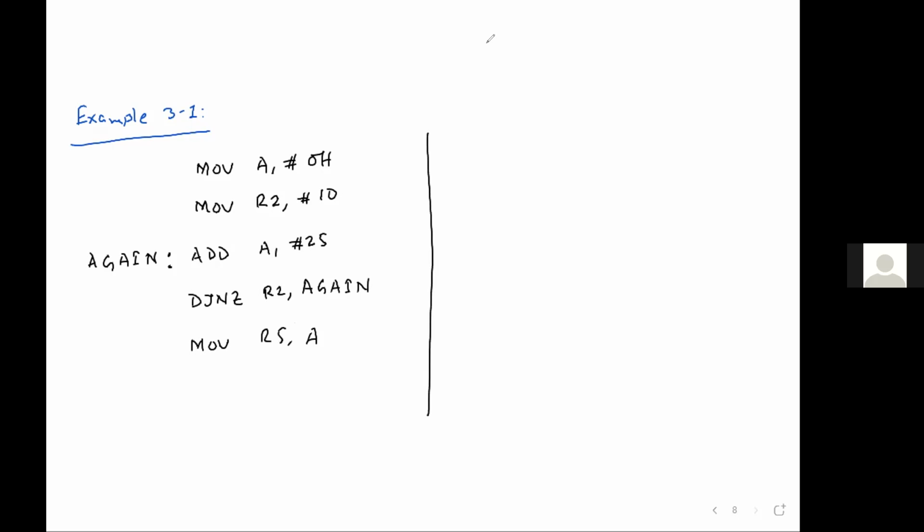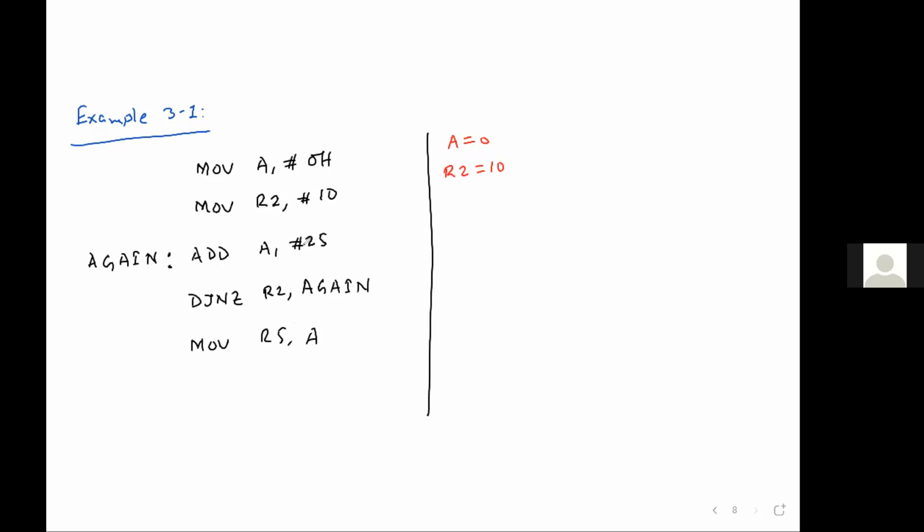All right, so try to understand what is happening. First line, what we are doing: move A, 0. So the register A contains the value 0. Then move R2, 10. So what is the value of R2? Your R2 contains the value 10. All right, so this is a label, again.